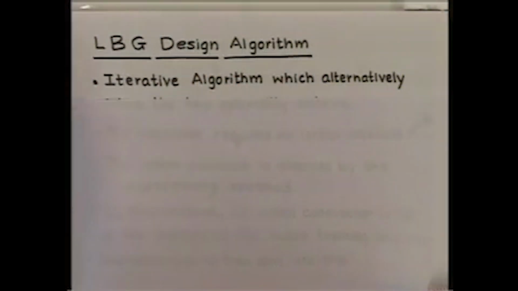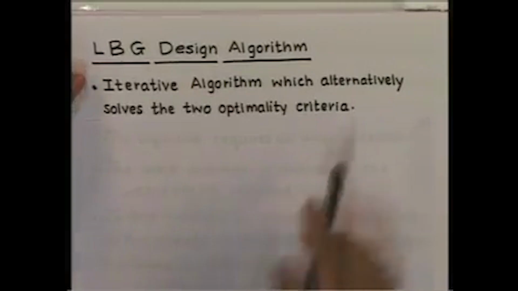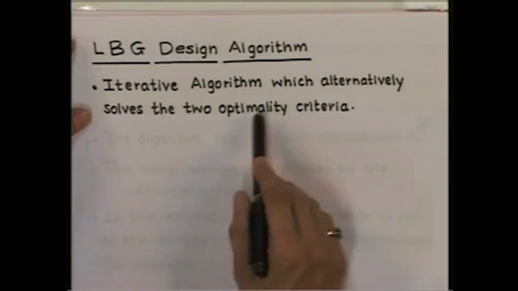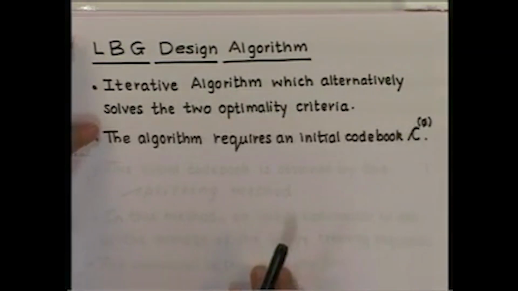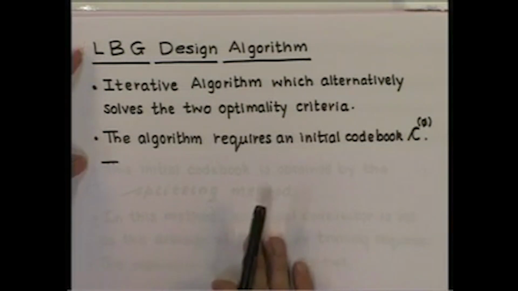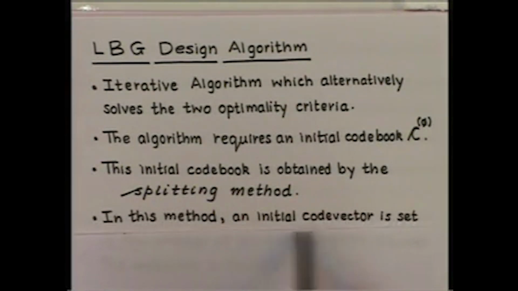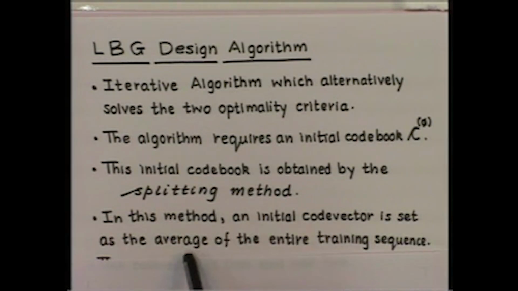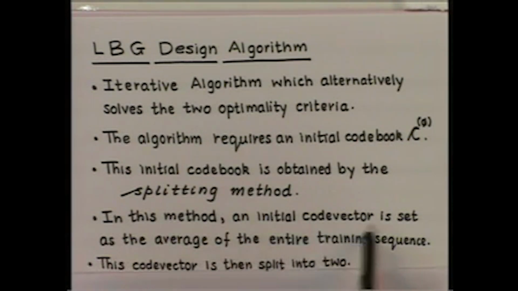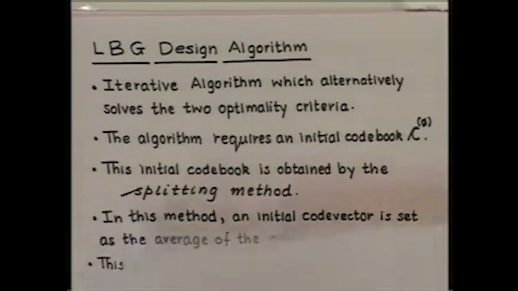So, let us discuss this popular algorithm which is known as the LBG VQ design algorithm. This algorithm is an iterative algorithm which alternately solves the two stated optimality criteria. It requires an initial code book, and this initial code book is obtained by the splitting method. In this splitting method, an initial code vector is set as the average of the entire training sequence, and then this code vector is split into 2.